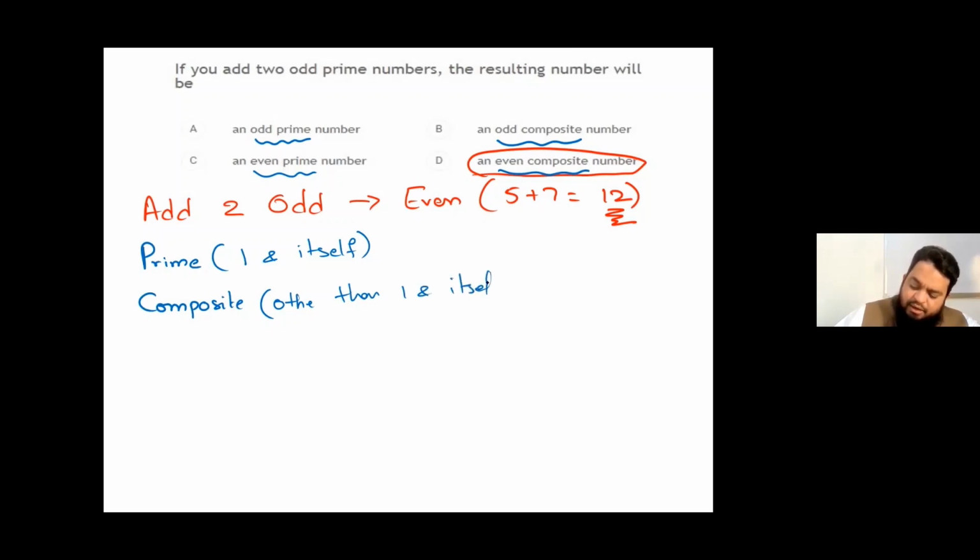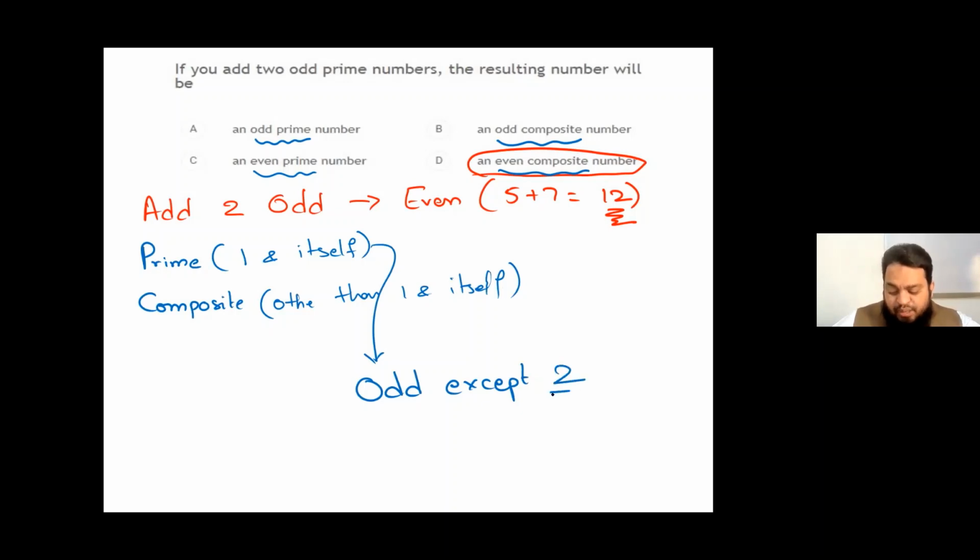Is it right? Now coming to prime numbers, all prime numbers are odd except one number, that is 2. So 2 is an even prime. It is the only even prime. That is why this answer is not there, because the only even prime is 2, but when you add two odd numbers you will get a number other than 2. Is it right?